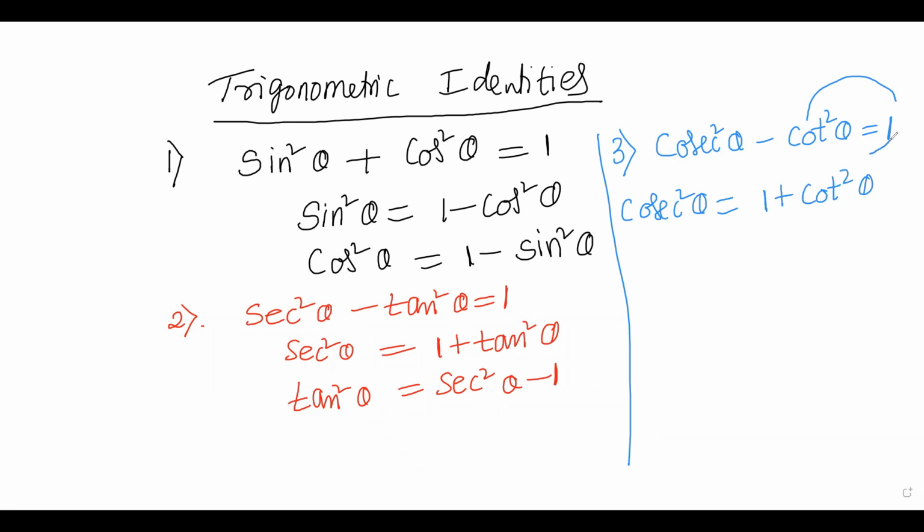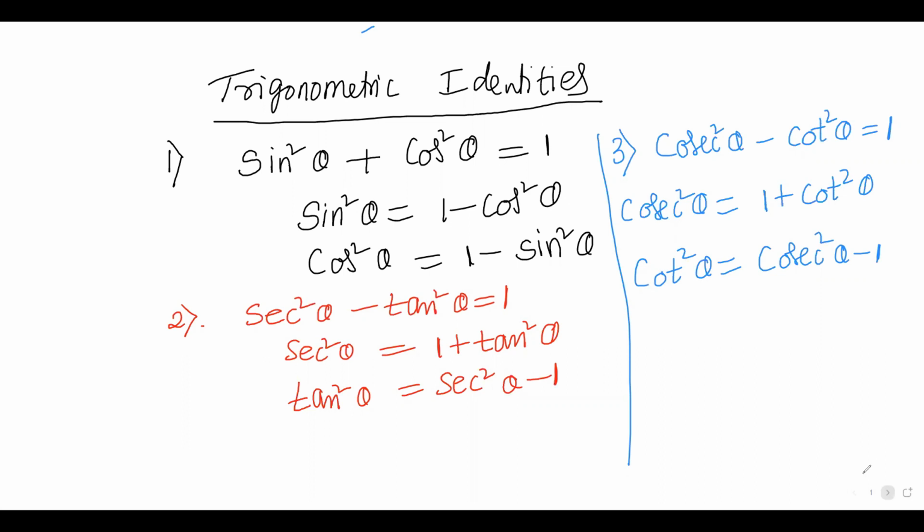By transposing 1 inside and cot outside, you will get cot square theta is equal to cosecant square theta minus 1. So these are the three identities which you have to learn in this fourth exercise. To do the problems of exercise 4, you need to learn all these identities.